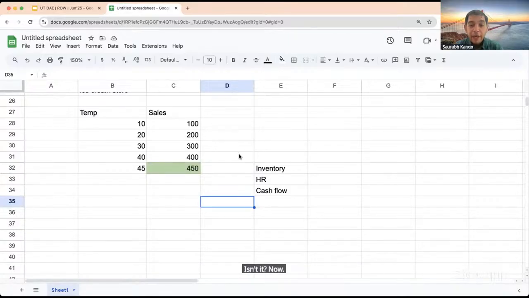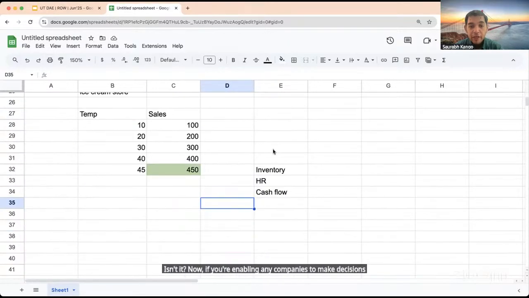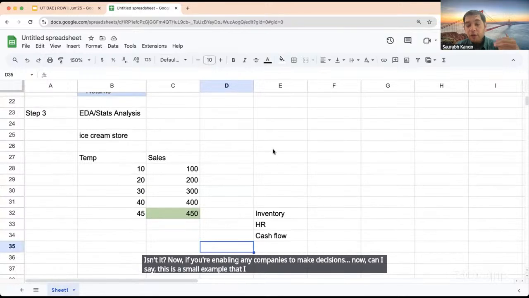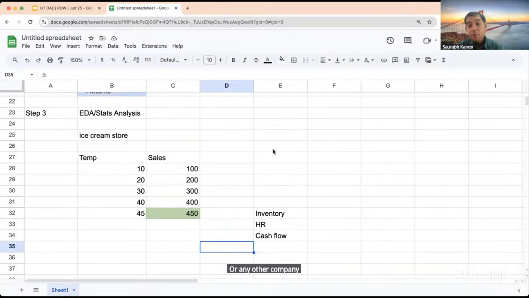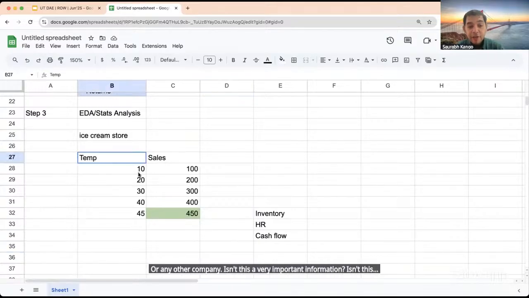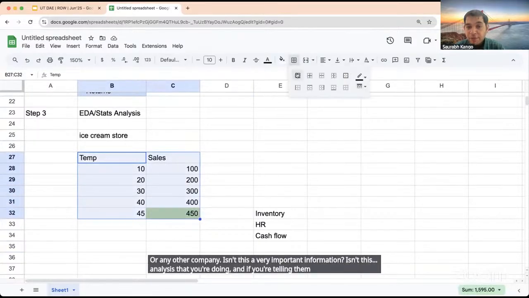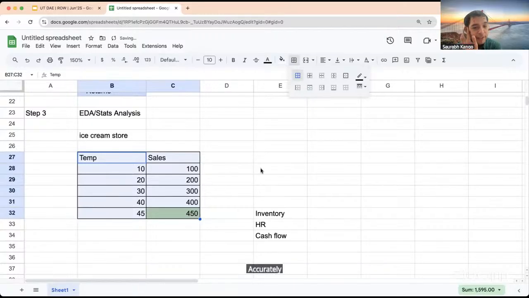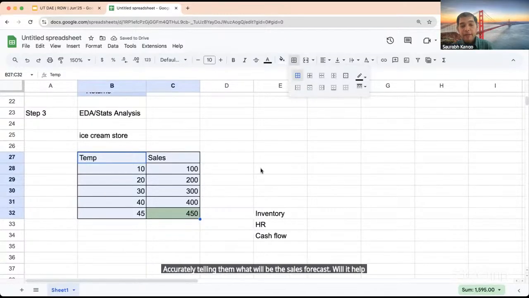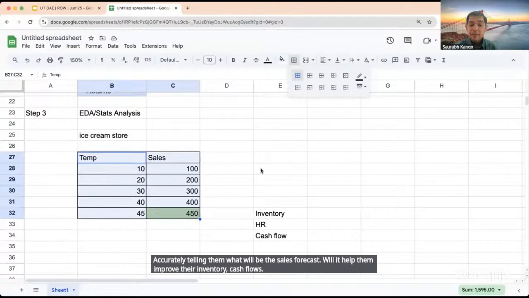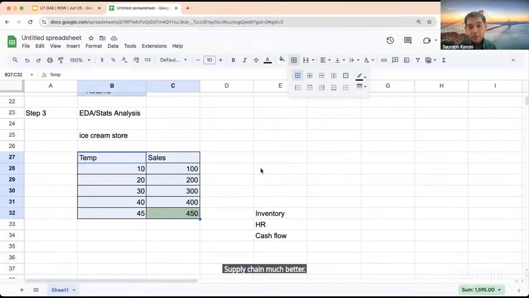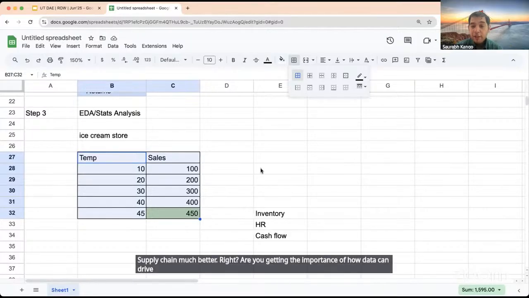Now, if you're enabling any companies to make decisions, this is a small example that I've given you, but for companies like Walmart, Tesco, or any other company, isn't this very important information? Isn't this the analysis that you're doing? And if you're accurately telling them what will be the sales forecast, will it help them improve their inventory, cash flows, operations, supply chain much better? Are you getting the importance of how data can drive million-dollar, even billion-dollar decisions with just simple data analysis, with the right data analysis?